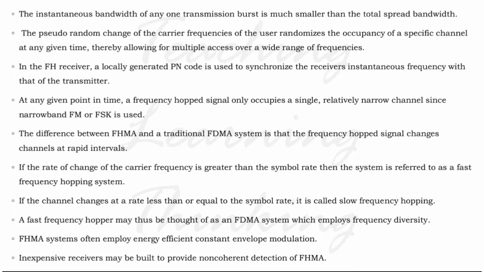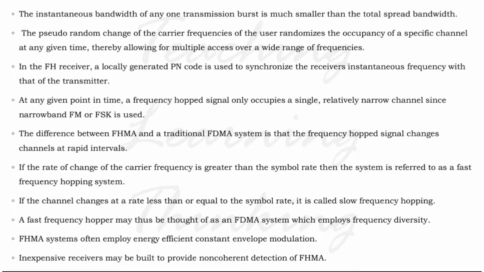In the FH receiver, a locally generated PN code is used to synchronize the receiver's instantaneous frequency with that of the transmitter. At any given point of time, a frequency hopped signal only occupies a single relatively narrow channel, since narrowband FM or FSK is used.